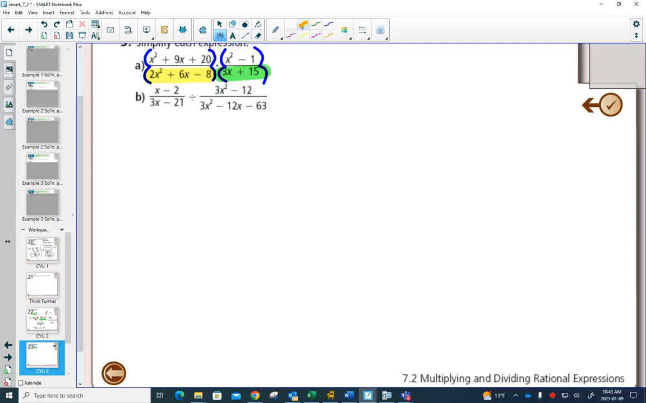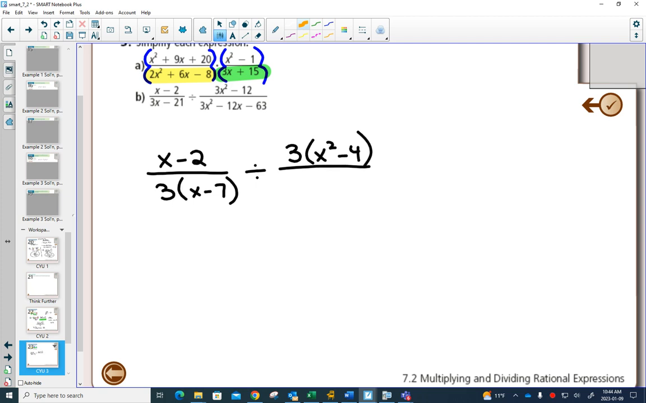For the second one, I'm going to factor first, completely. So I have x minus 2. On the bottom, I can factor out a 3, leaving me with x minus 7. I still have the divide sign. On the top here, I can factor out a 3, leaving me with x squared minus 4. And on the bottom, I can also factor out a 3, leaving me with x squared minus 4x minus 21.